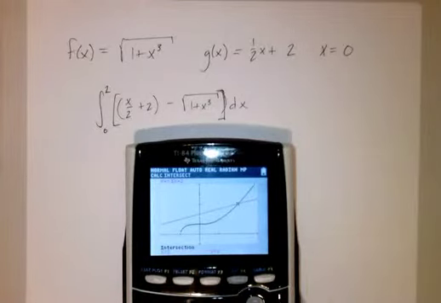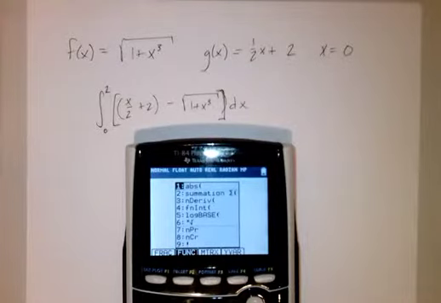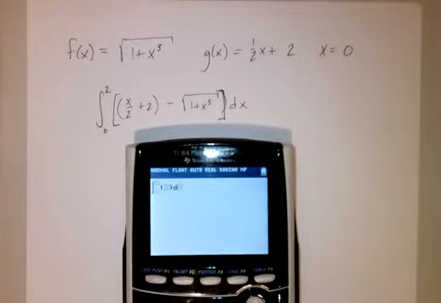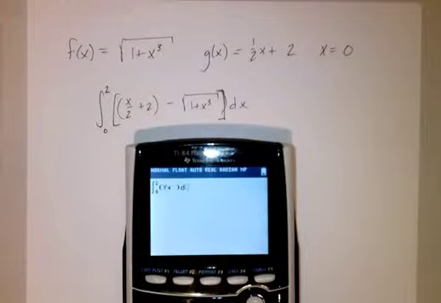Now let's go back to the main screen and let's actually perform this integral. So we need to go to alpha f2, get the integral up, and we're going to go 0 to 2. Now remember, I put in g of x into y4.